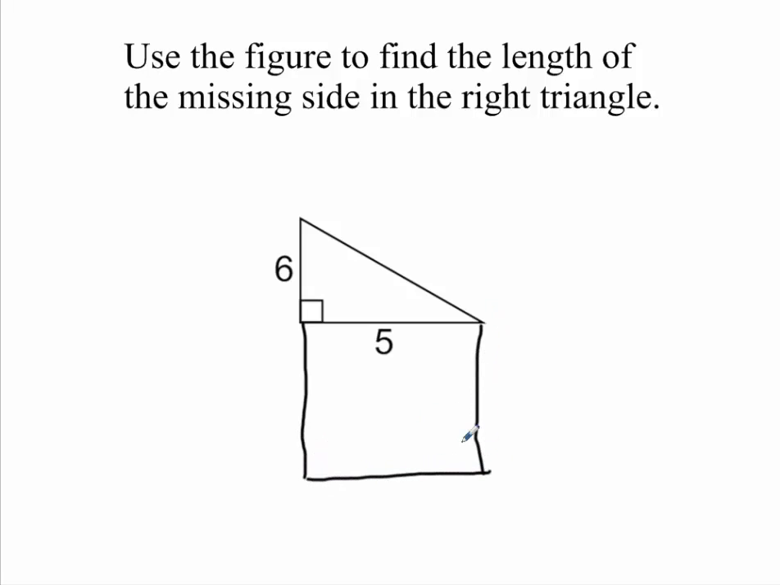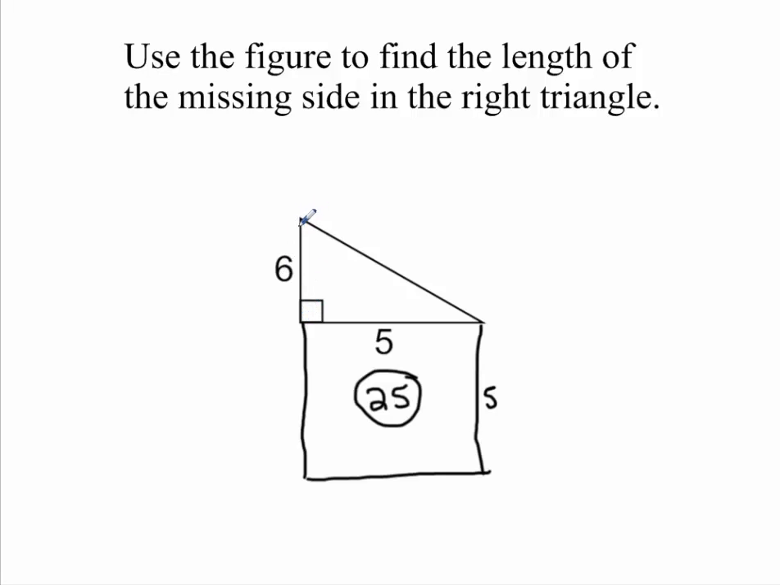So here's my square, and since I'm creating a square where 5 is the length of one of the sides, then I know this has to also be 5. And if I find the area of this square, it'd be 25. And this side here is length 6.